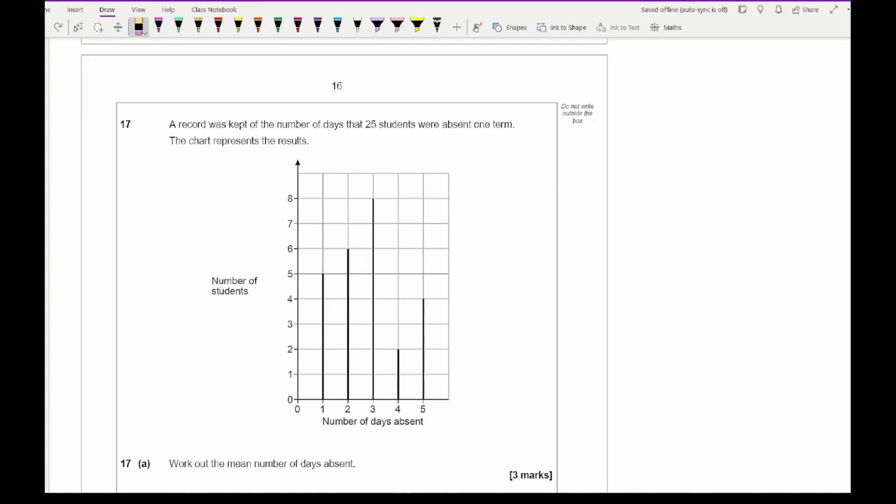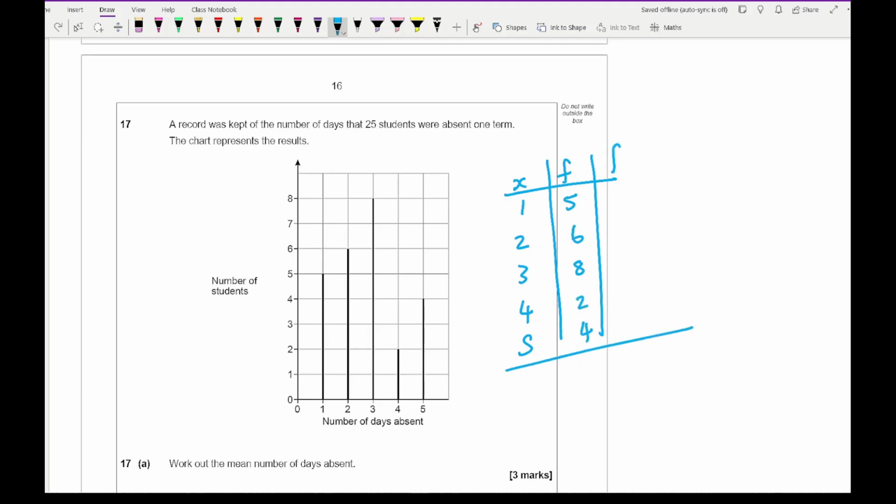So looking at question 17, it says that a record was kept of the number of days that 25 students were absent in one term. The chart represents the results. The question is asking us to work out the mean number of days that students were absent. So if we look at x, we've got 1, 2, 3, 4, 5, and we've got the frequency. Here we've got a frequency of 5, 6, 8, 2, and 4.